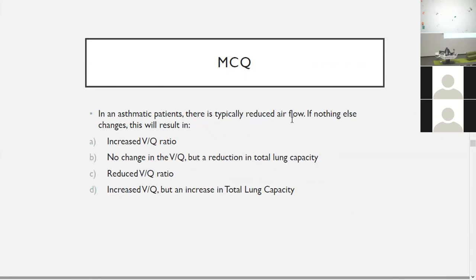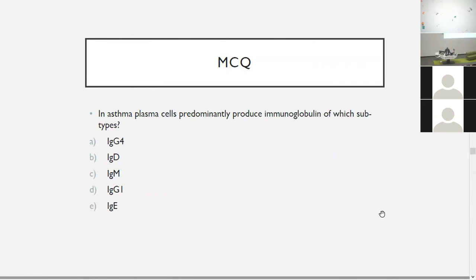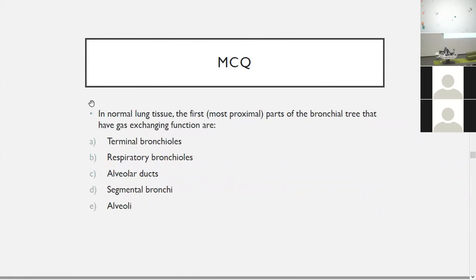In an asthmatic patient, there's typically reduced airflow. If nothing else changes, this will result in? That's pretty straightforward, right? We don't have to go through that. What was the answer? E? Did you say E or A or B? E. Cool. And what do IgEs activate? Yep, I think I talked about this. What's the answer? B? Yeah.